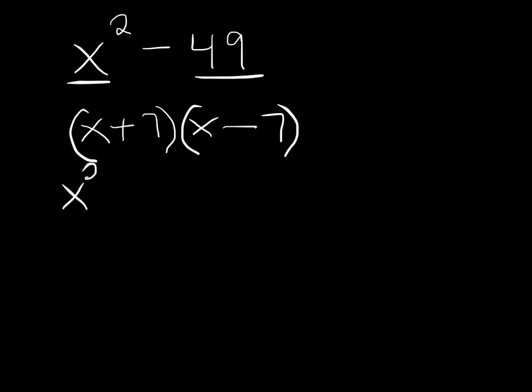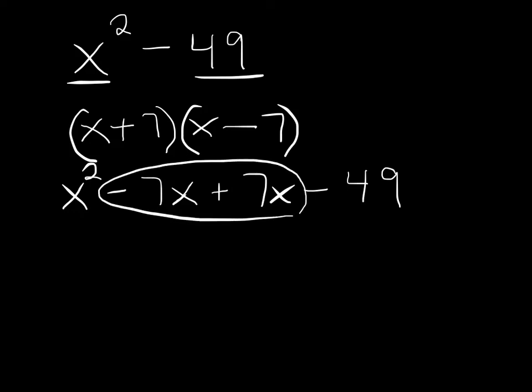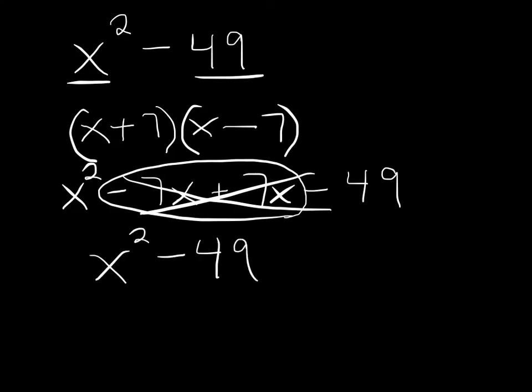X times x is x squared. X times negative 7 is negative 7x. 7 times x is 7x. And positive 7 times negative 7 is negative 49. And what happens here is the two terms inside are the same coefficient but opposite signs, and they'll just cancel out. And all that's left is the x squared minus 49.